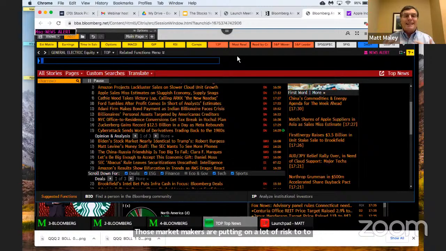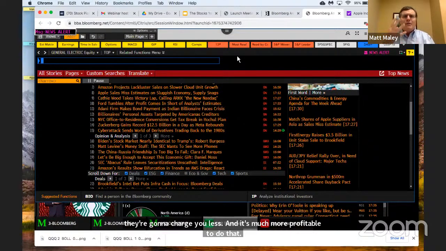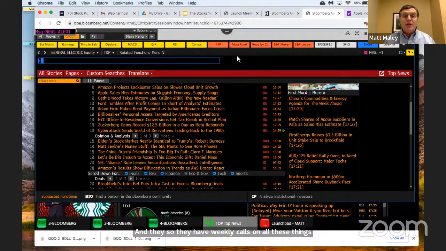So you're going to spend a lot of money. Now you can buy the weekly options with just a couple of days. The market makers have less risk, so they're going to charge you less. And it's much more profitable to do that. So they have weekly calls on all these things instead of literally 4 times a year. Now you have them 52 times a year.